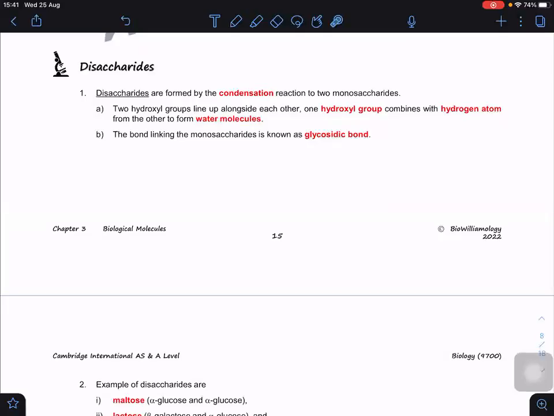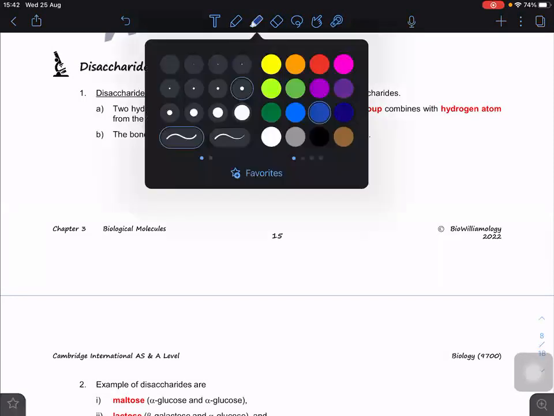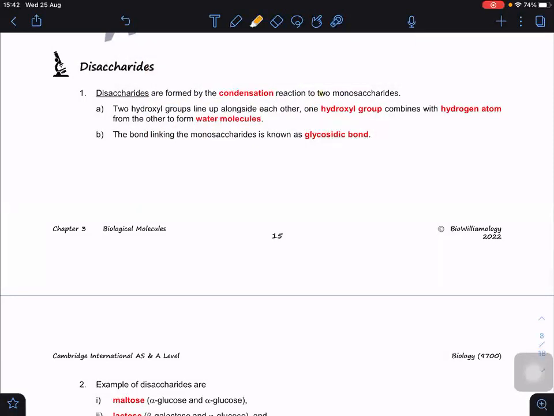So from the name, disaccharide, di means two. So it means that we need to join two glucose together, for example, or we can join one glucose and one fructose together, or one glucose with one galactose together. So in this case, as long as we have two monosaccharides, we join them together, the process is termed as condensation, because a water molecule will be released at the end of the reaction.